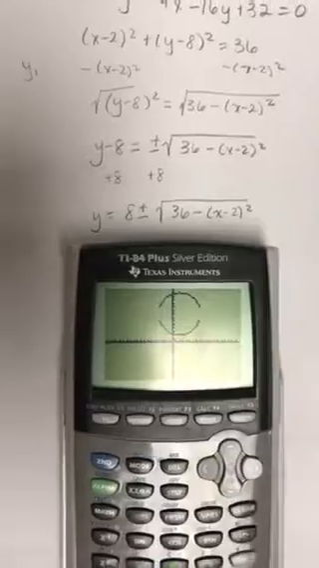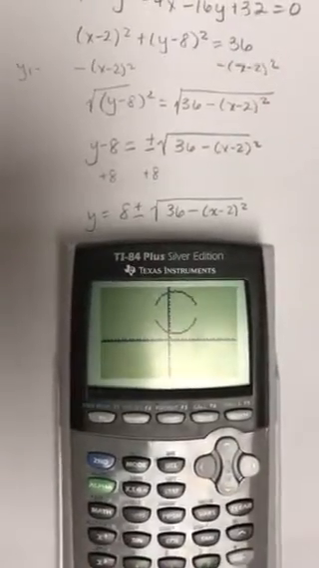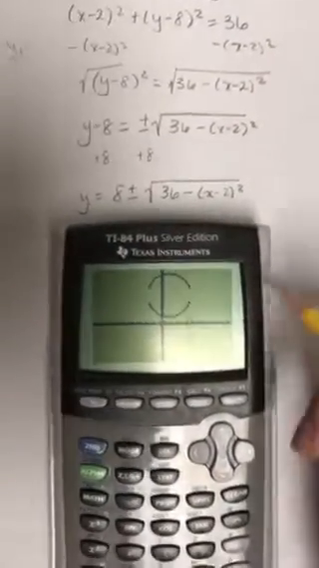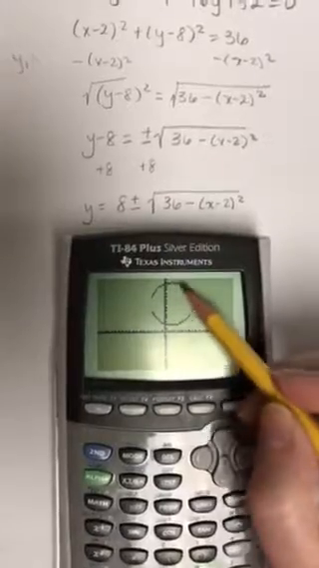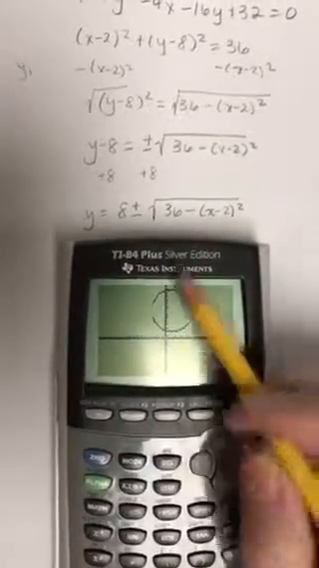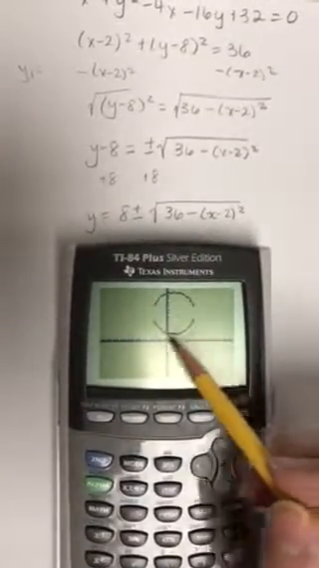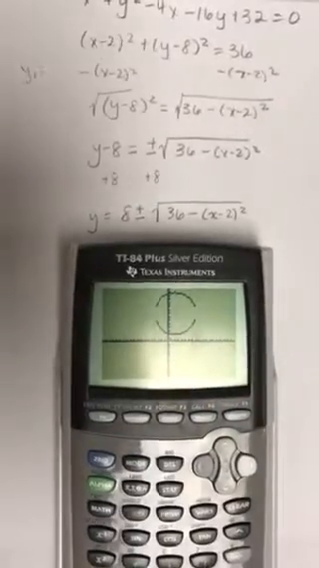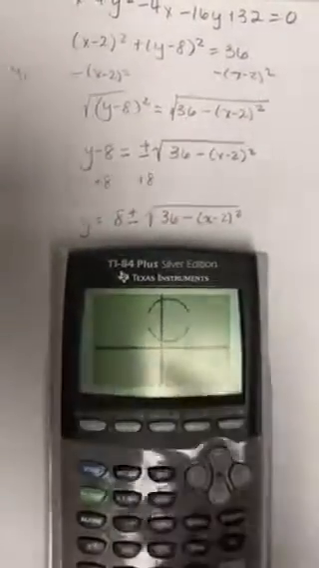So if I did 8 plus the square root, that gives me the top half of the circle, which is a semicircle, and if I do 8 minus, it gives me the bottom half of the circle, which is the bottom half of the semicircle.